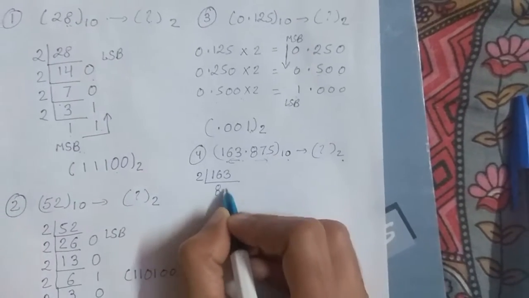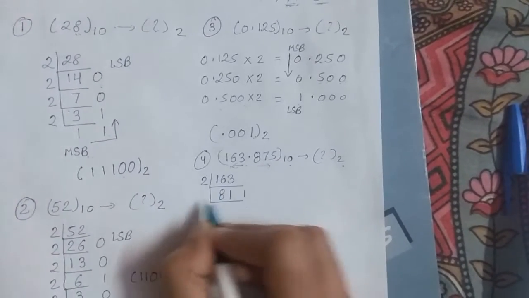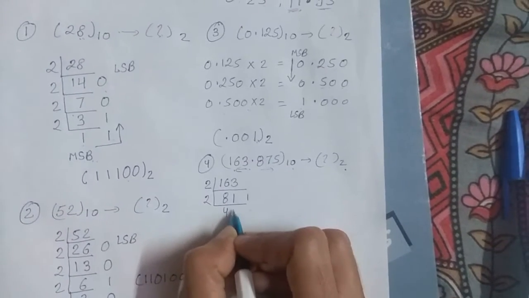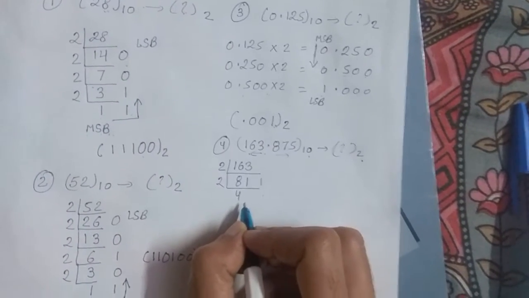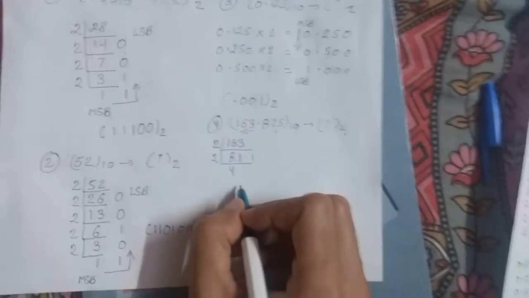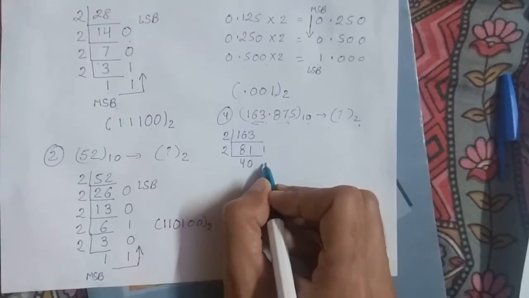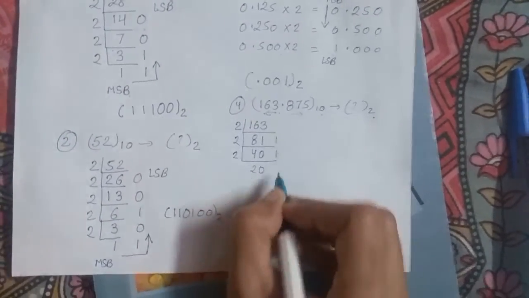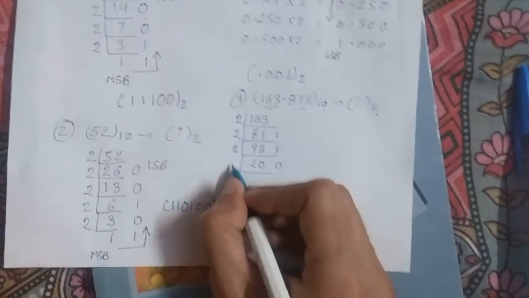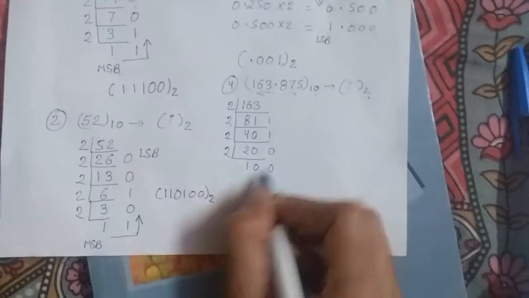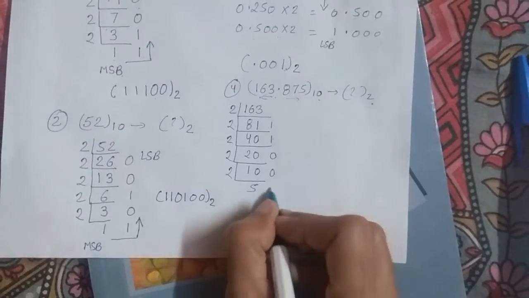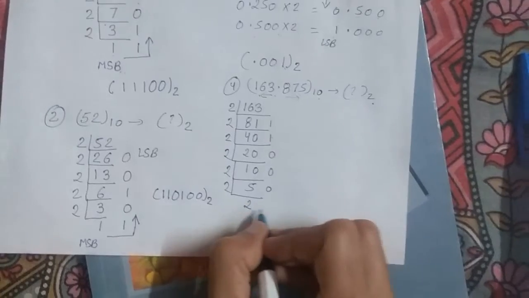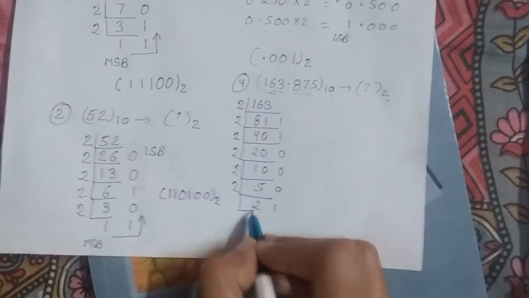2 8s are 16. 2 1s are 2. Remainder is 1. 2 4s are 8. 2 4s are 8. When we take down, that is your 1. So 1 cannot be divided by 2. So here remainder is 1. 2 2s are 4, 0. 2 1s are 2, 0. 2 5s are 10, 0. 2 2s are 4, 1. 2 1s are 2, 0. So this is the binary of your integer number.